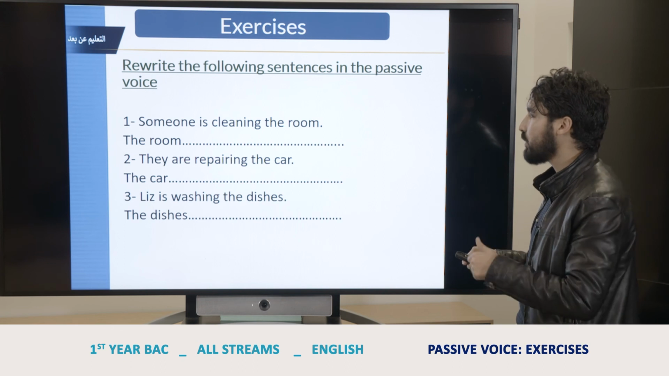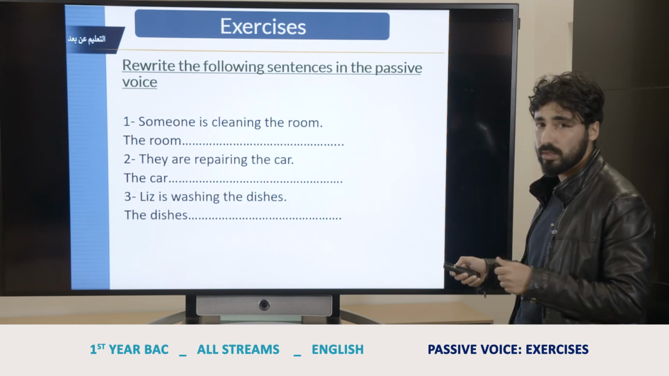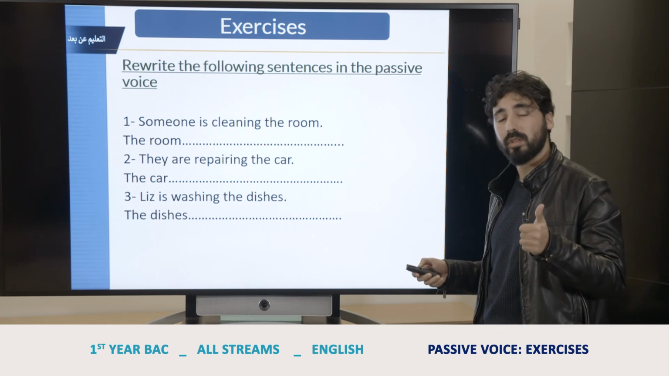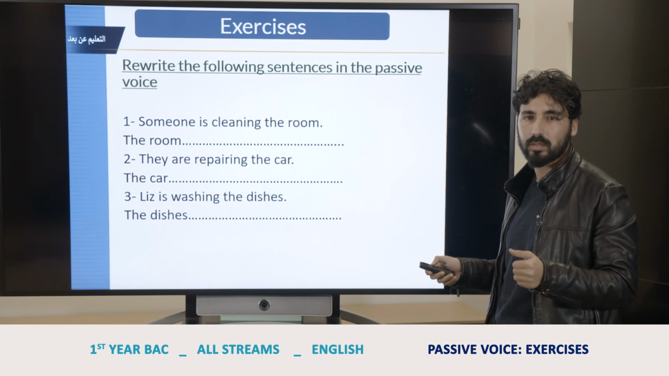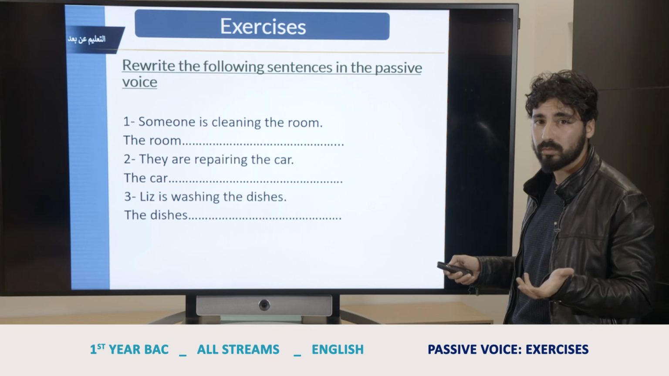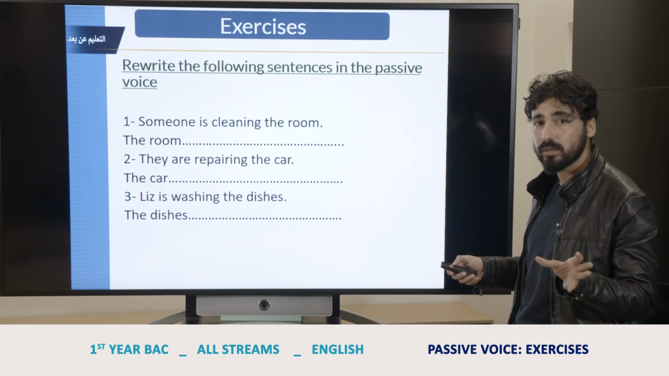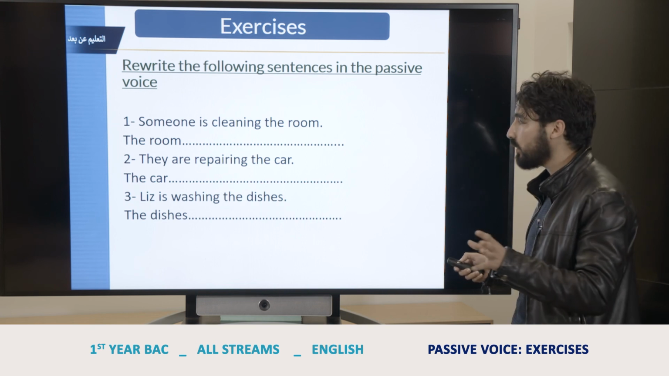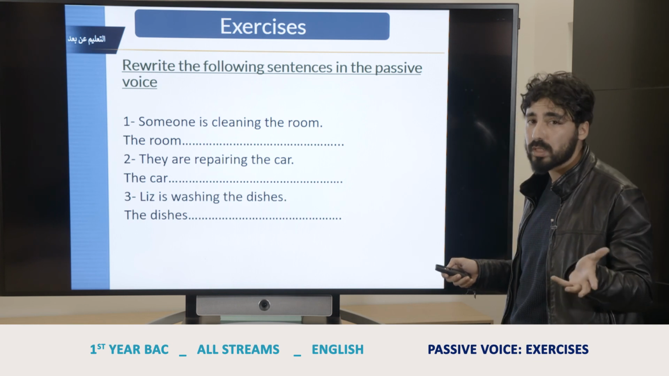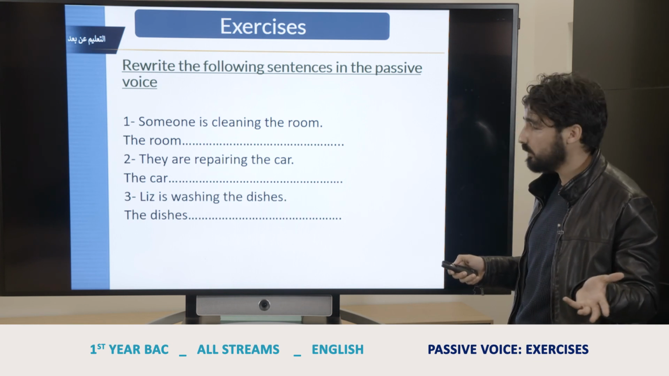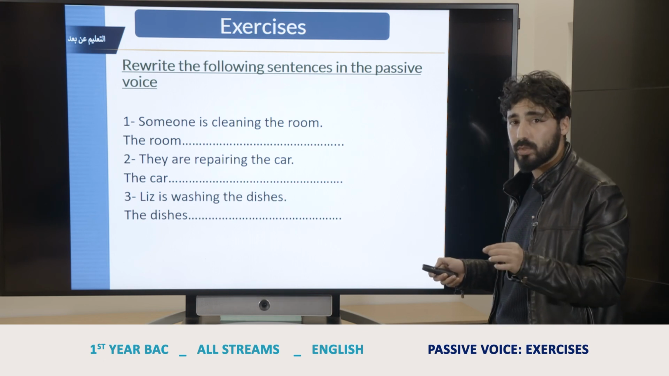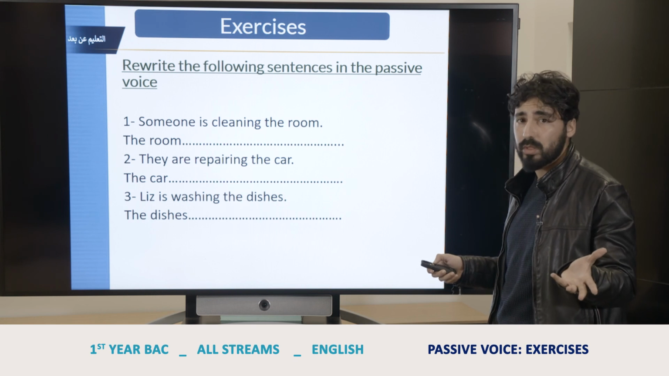Number three. Liz is washing the dishes. The dishes is the object. We need verb to be in the present continuous. Is being or are being? The dishes, plural noun. It means that we need are being. Dishes are being plus the past participle of the verb wash. Wash is a regular verb, so it's ed. The dishes are being washed by Liz. By Liz. Why? Because Liz, we know who is the doer.